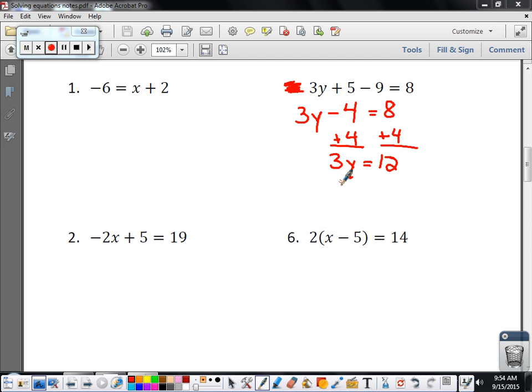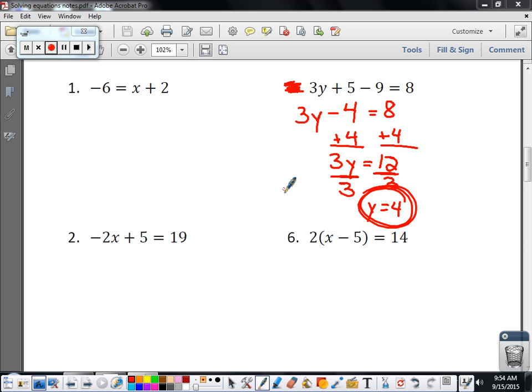Why can't I just subtract 2? Isn't 3 minus 2 1? They're not like terms, so I'm going to divide by 3. Because, guys, what's 3 divided by 3? 1, and then you're left with 1y, which is the same thing as just y. Divide by 3, and your answer is y equals 4. Boom.